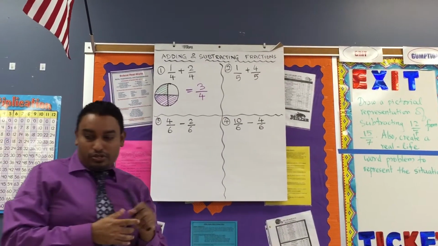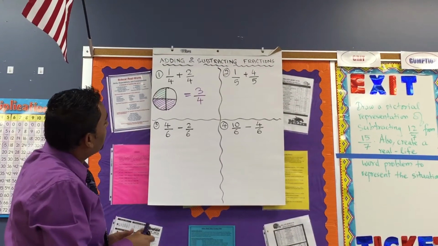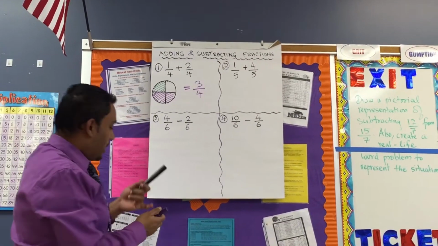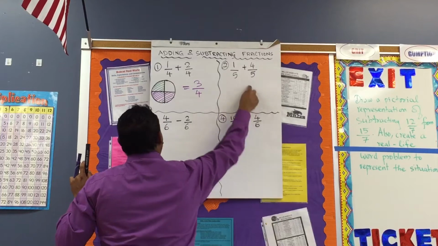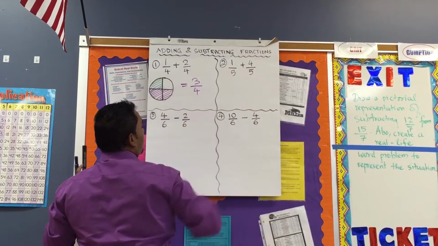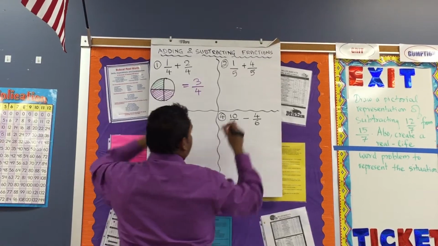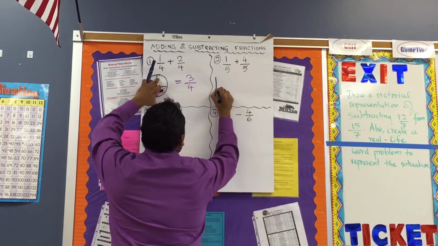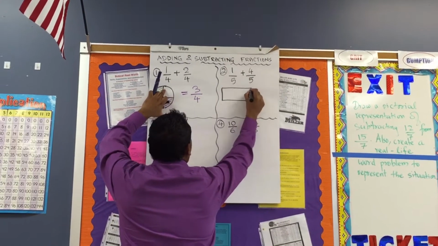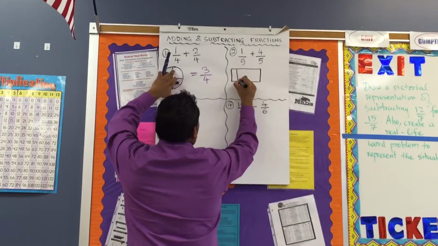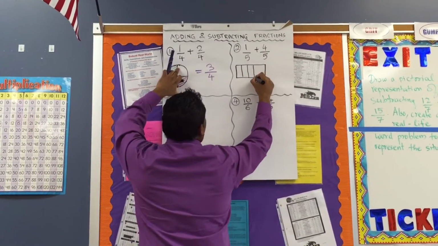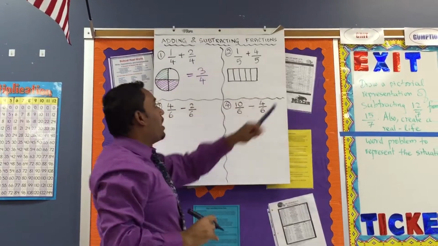Okay, let's move to the second one. Now here's the situation in this one. If you do the circle, it's easy to make 4 equal parts, but it's hard to make 5 equal parts. So we always use bars to help us out. I got bars, like chocolate bars. 1, 2, 3, 4, 5. Okay, so we have 5 parts.